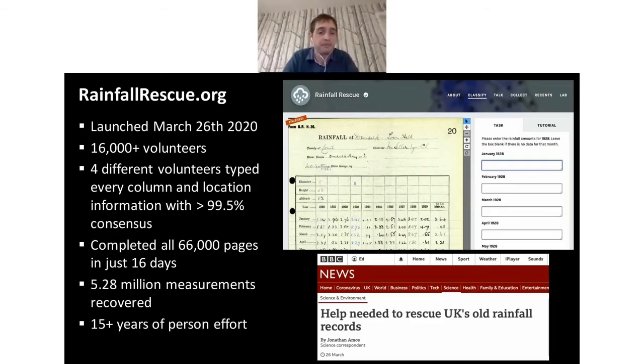data that we've recovered. And in total, there were 5.28 million measurements that were recovered in just 16 days. So in those 16 days, we've more than doubled the entire digital archive of the Met Office, which they've carefully collated over many years and decades. And I estimate there's probably about 15 person years of effort which the volunteers have given to allow us to achieve that objective.